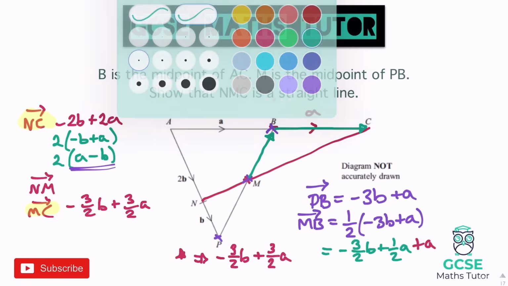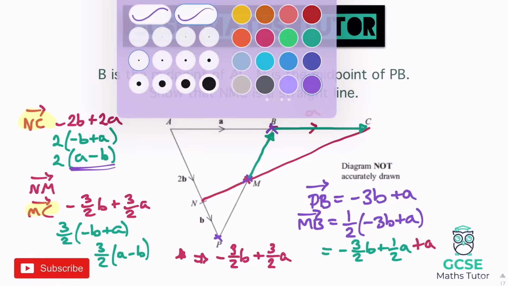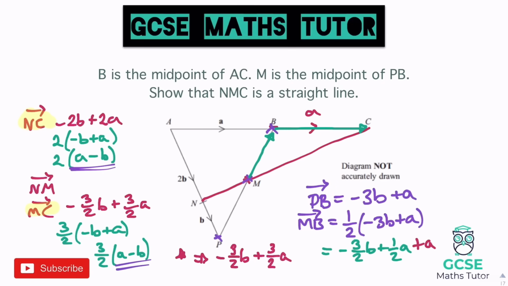Now all I need to do is just factorise this one. If you have a look, they both divide by 3 over 2. So I can take this 3 over 2 out of the bracket, and if we divide them both by 3 over 2, we get minus b plus a. There we go. And I can rewrite that a different way as well. I could write that as 3 over 2 brackets a minus b the other way around. And there we go. We've got that matching bracket there in both of them.